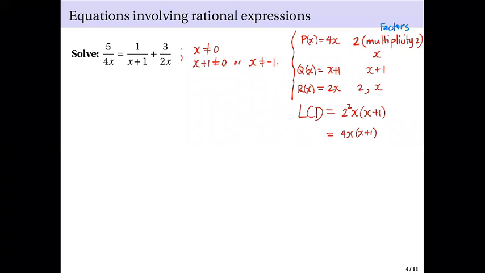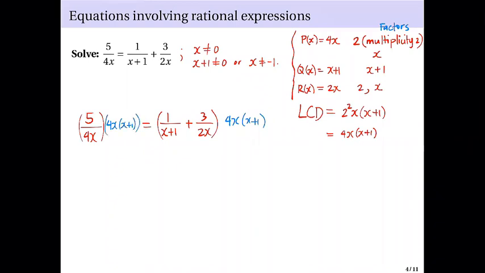So that's the LCD. We now multiply that LCD to both sides of the equation. Let me write this 5 over 4x, and give some space. This is equal to 1 over x plus 1 plus 3 over 2x. And then we multiply by the LCD, 4x times x plus 1, on both sides.